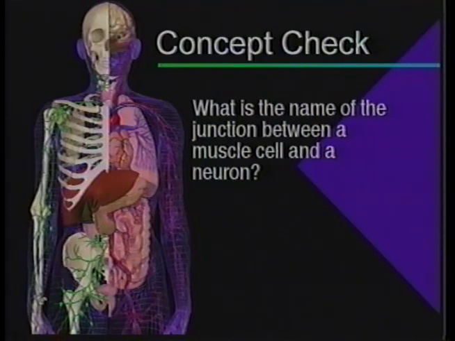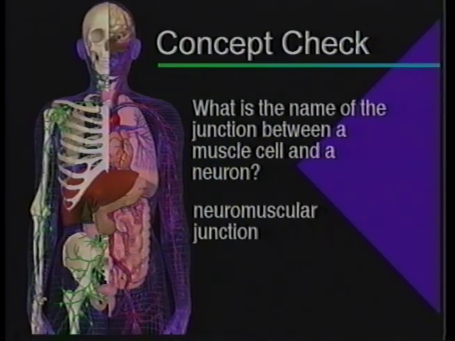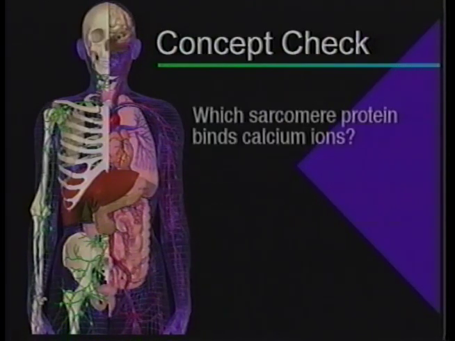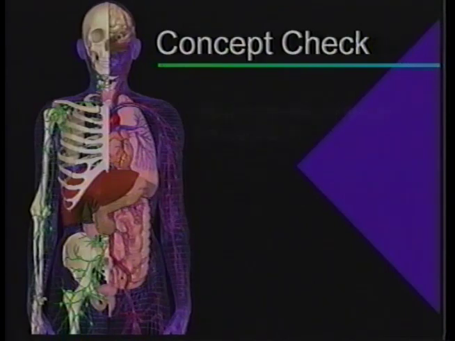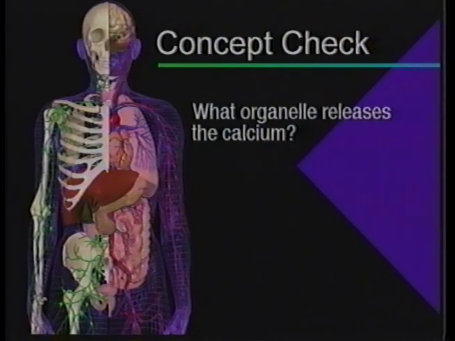What is the name of the junction between a muscle cell and a neuron? Which sarcomere protein binds calcium ions? What organelle releases the calcium?